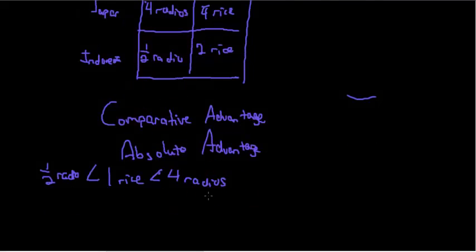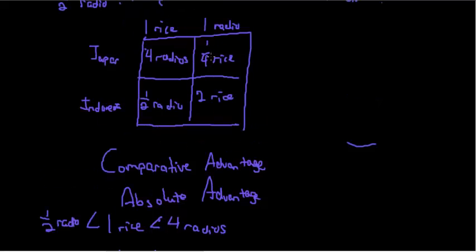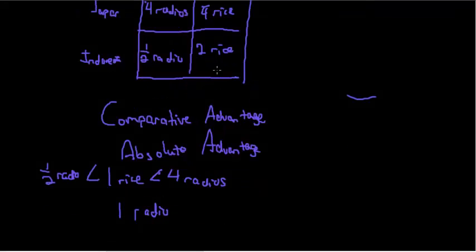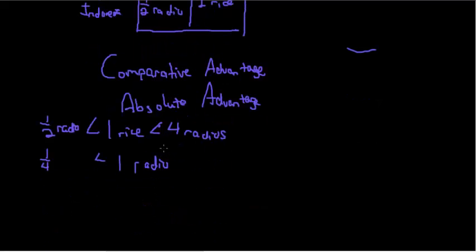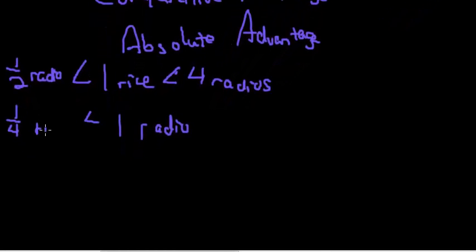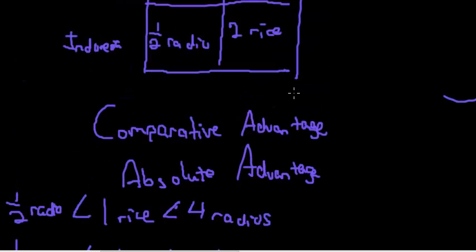Now you can kind of do the same thing for radios. So we know Japan's going to be producing radios. So 1 radio. And now we know Japan is not going to take anything less than 1/4 of a pound of rice for 1 radio, right? Because it can use the resources to produce this radio to produce 1/4 of a pound of rice. So it doesn't gain anything if it's accepting anything less than 1/4 of a pound of rice for its 1 radio. And we can say that Indonesia is not going to give anything more than 2 pounds of rice for this radio.